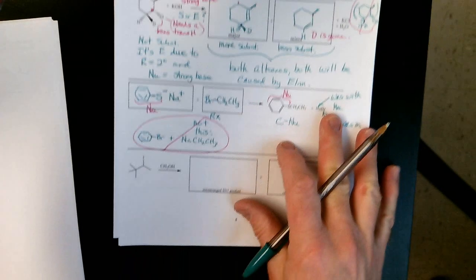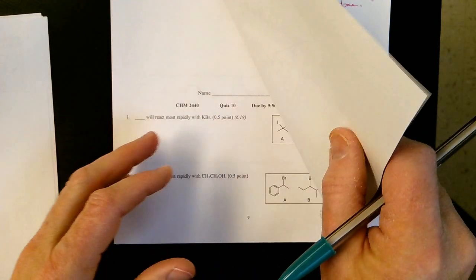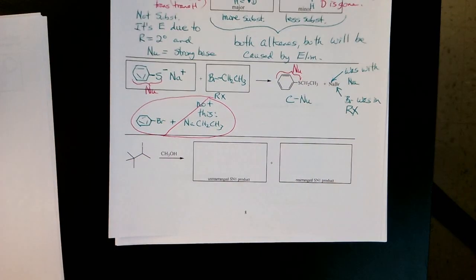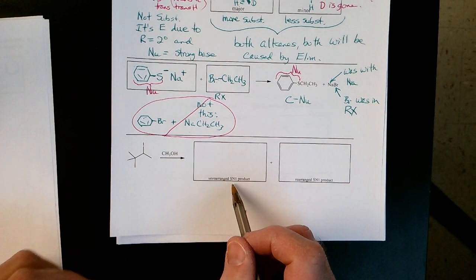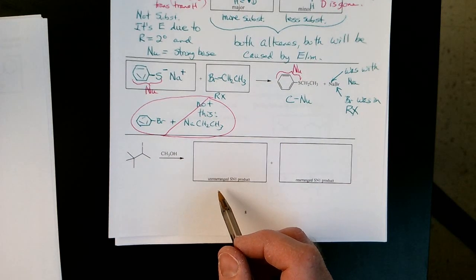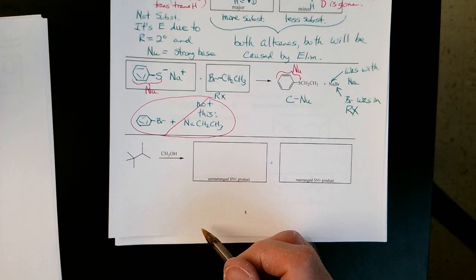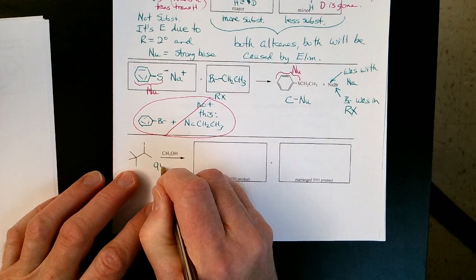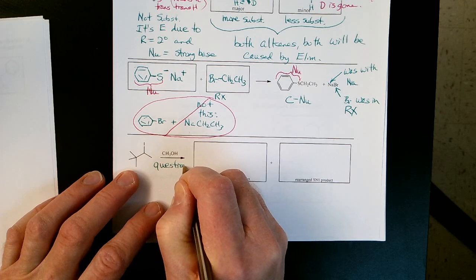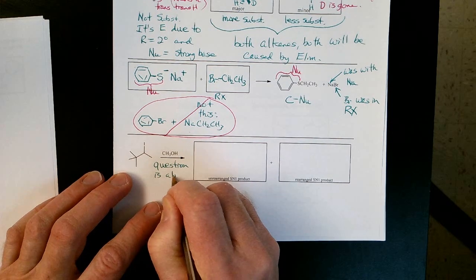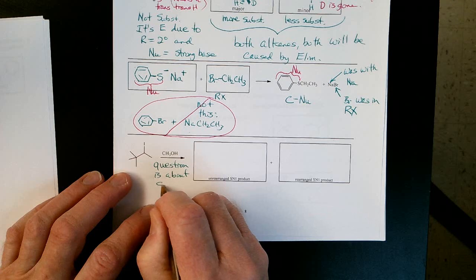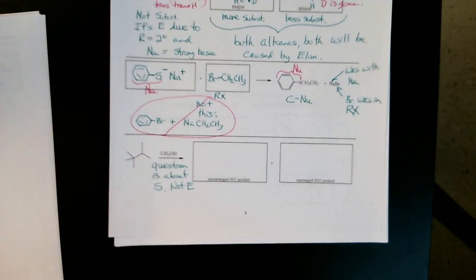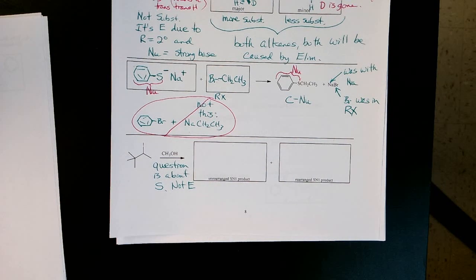Okay, next, let's do this last one at the bottom of the page. And the way the question is worded forces you to make the decision of SN1 or SN2. And it's given to you as it is. The question is about substitution, not elimination. All right, so that kind of simplifies things.